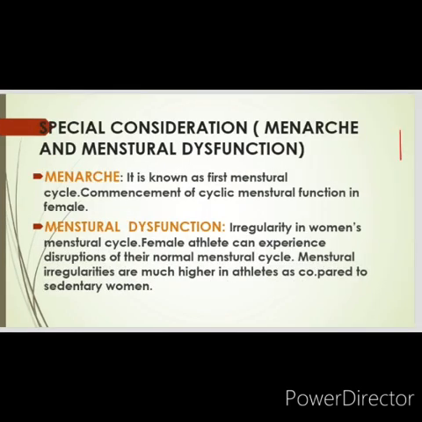Menarche. Menarche means the beginning of the menstrual cycle. It usually occurs approximately at the age of 12 years. Menstrual dysfunction. Menstrual dysfunction is a disorder or irregularity in a woman's menstrual cycle.